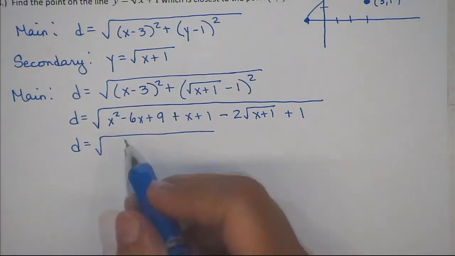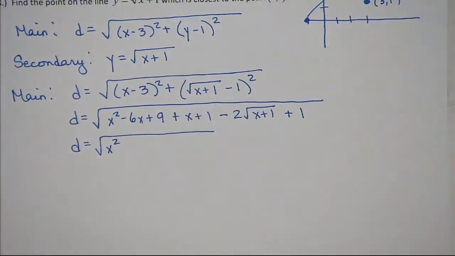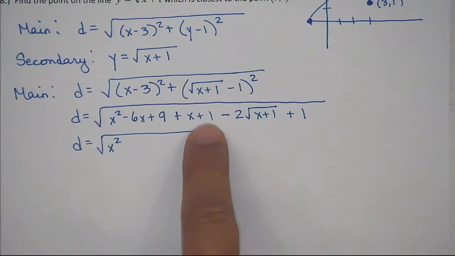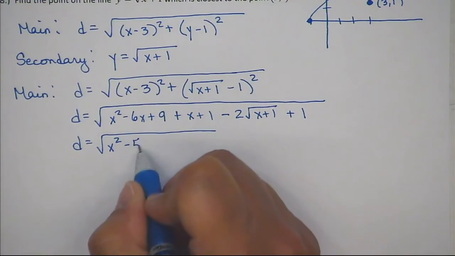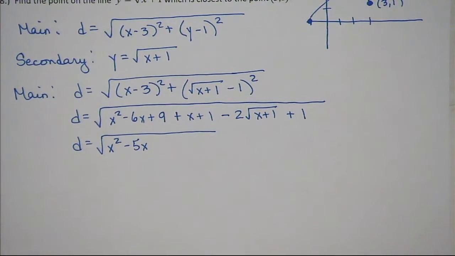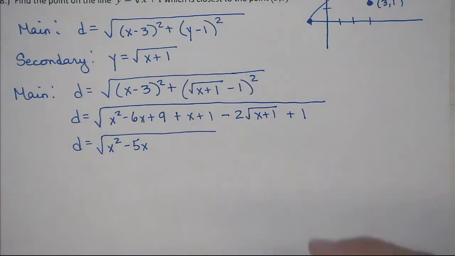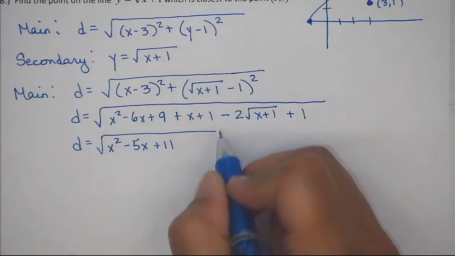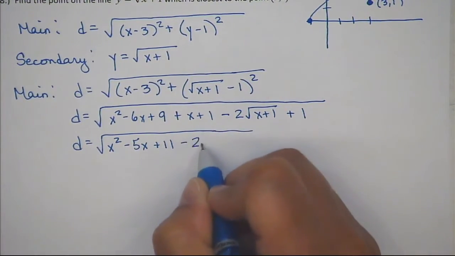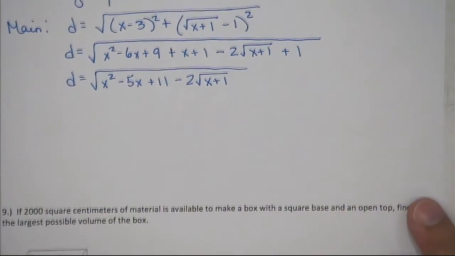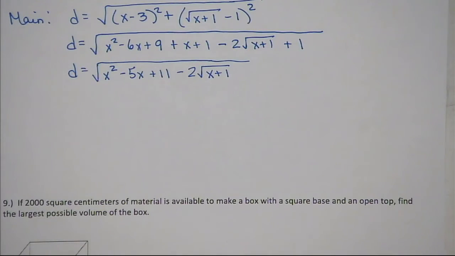All right, so I got x squared. I've got minus 6x and a positive x, so that's minus 5x. I got 9 plus 1 plus 1, 11. And then that's what I'm going to take the derivative of. Okay.